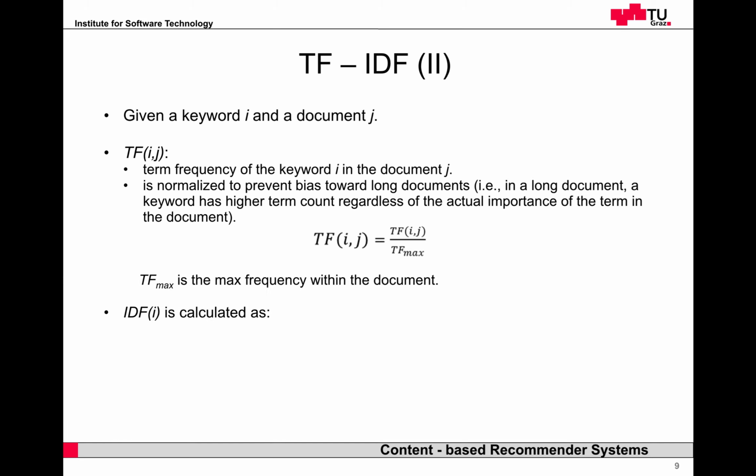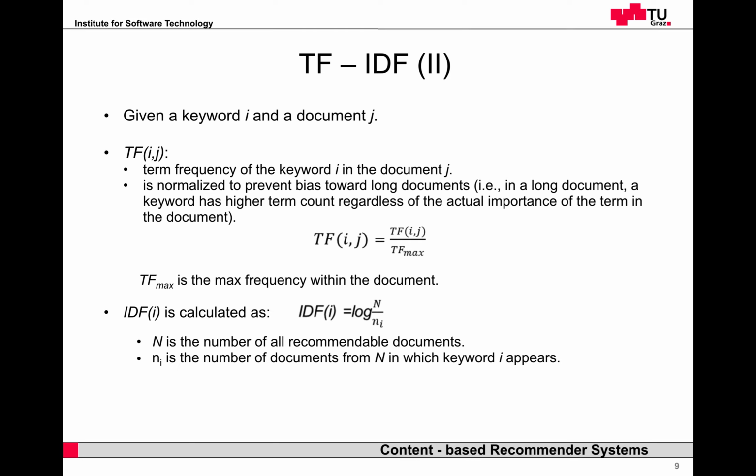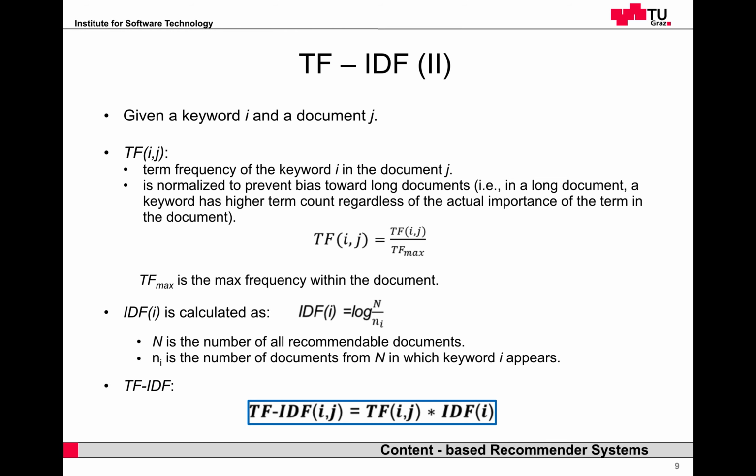The IDF of the keyword i is the logarithm of the ratio between the number of all recommendable documents and the number of documents in which the keyword i appears. So finally, the TF-IDF is the product of the TF and the IDF.